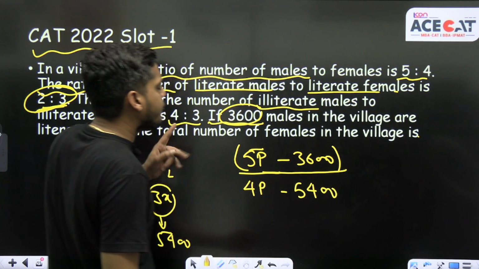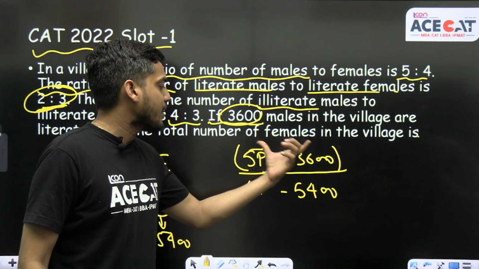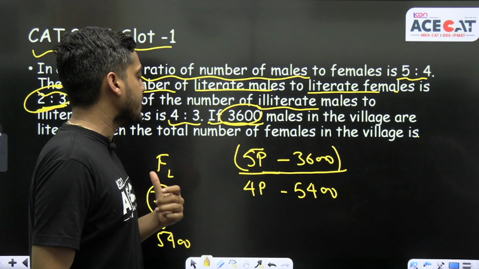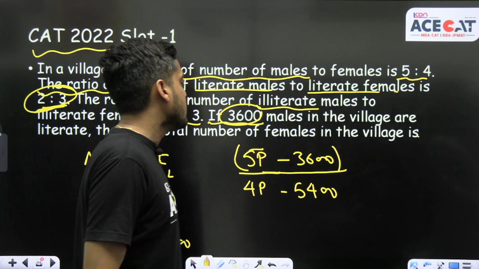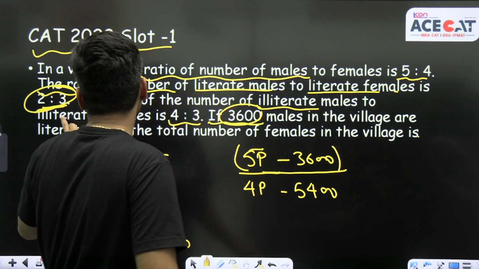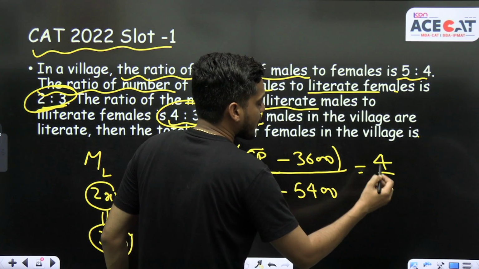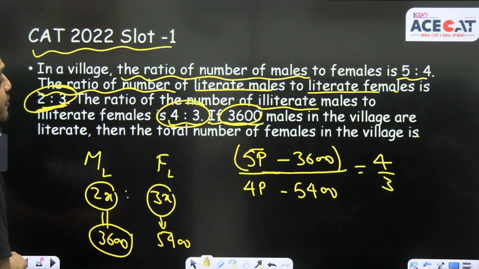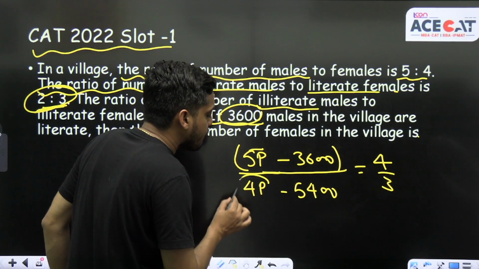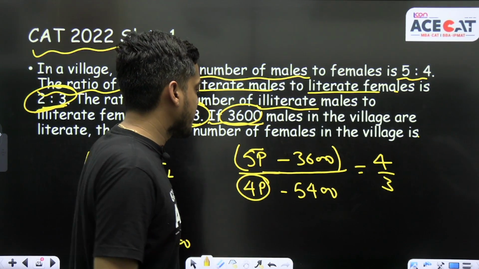Is this the ratio of illiterate male to illiterate female? Total number of males minus literate males will be equal to illiterate males, and here we are having illiterate females. So this ratio is given as what? Illiterate males to illiterate females is 4:3. So equate this to 4:3. Now we all can find the value of p quite comfortably, and we have to find out the total number of females in the village. So we can calculate the total number of females in the village, 4p. If we can find the value of p, 4p is a cake walk for us.